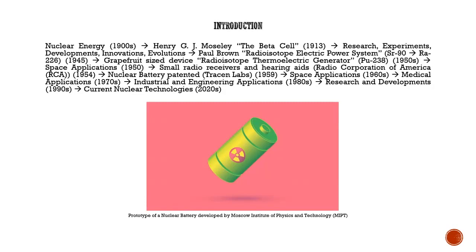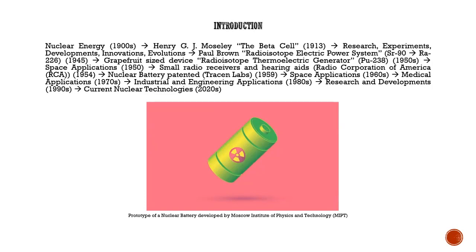Later on, Paul Brown developed a radioisotope electric power system which used strontium 90. Later on, in 1945, he used radium 226. These devices are very small, like a grapefruit sized device. The radioisotope thermoelectric generator, commonly called the RTG, in the 1950s used plutonium 238. From the 1950s, nuclear batteries or nuclear generators were used for space applications.